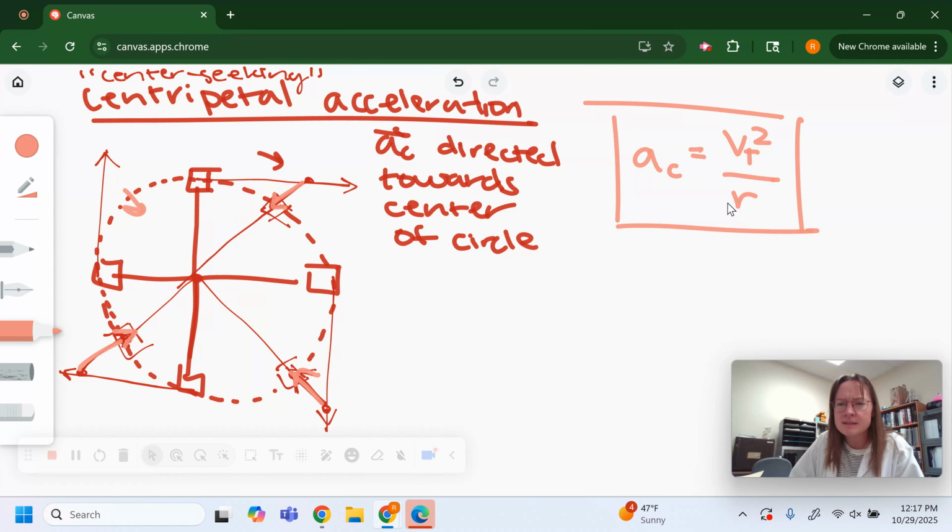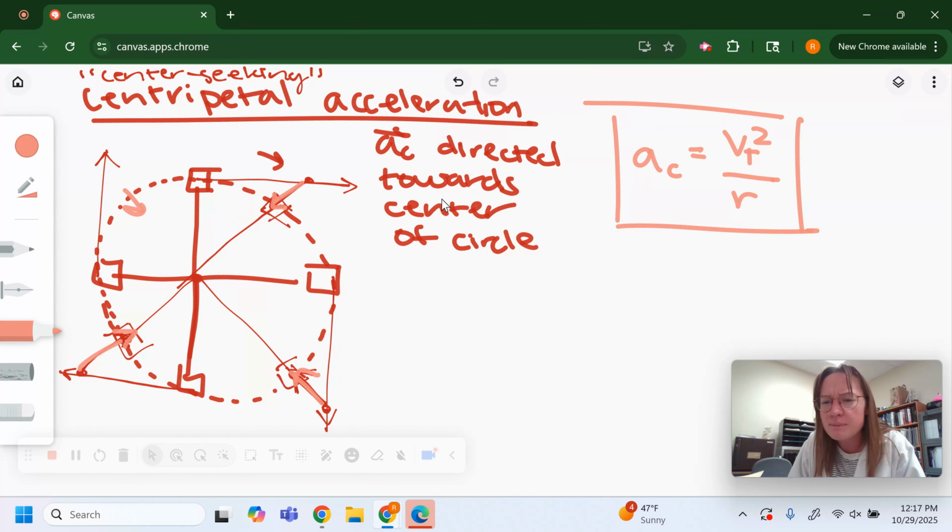And this should make some sense to you conceptually. Have you felt before that if you're going faster in a circle, it's harder to stay in a circle? Your acceleration is bigger to keep you in the circle. The faster you go, the harder it is to stay in the circle. That's because your centripetal acceleration is bigger and bigger. You need more centripetal acceleration to stay in a circle the faster you go.